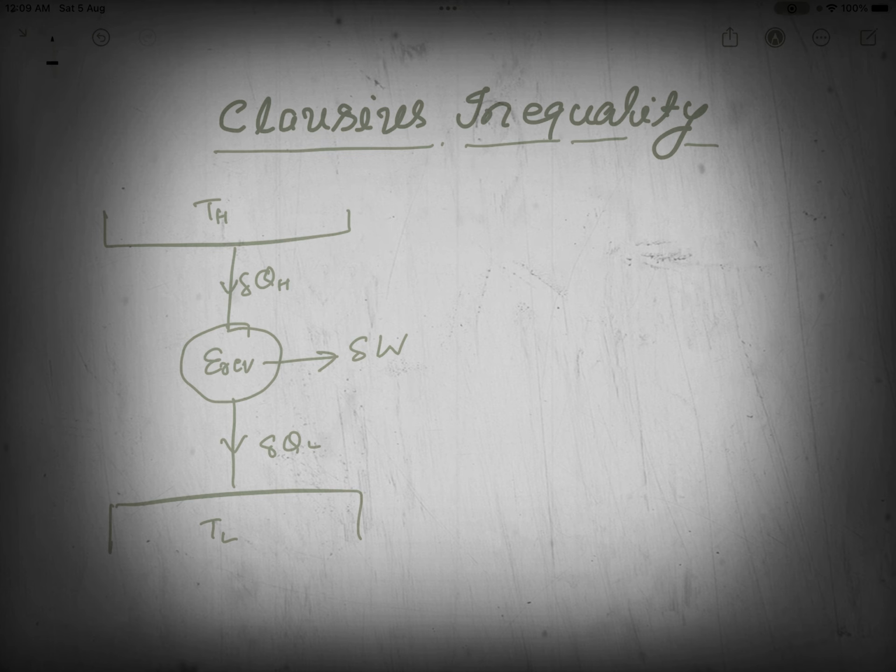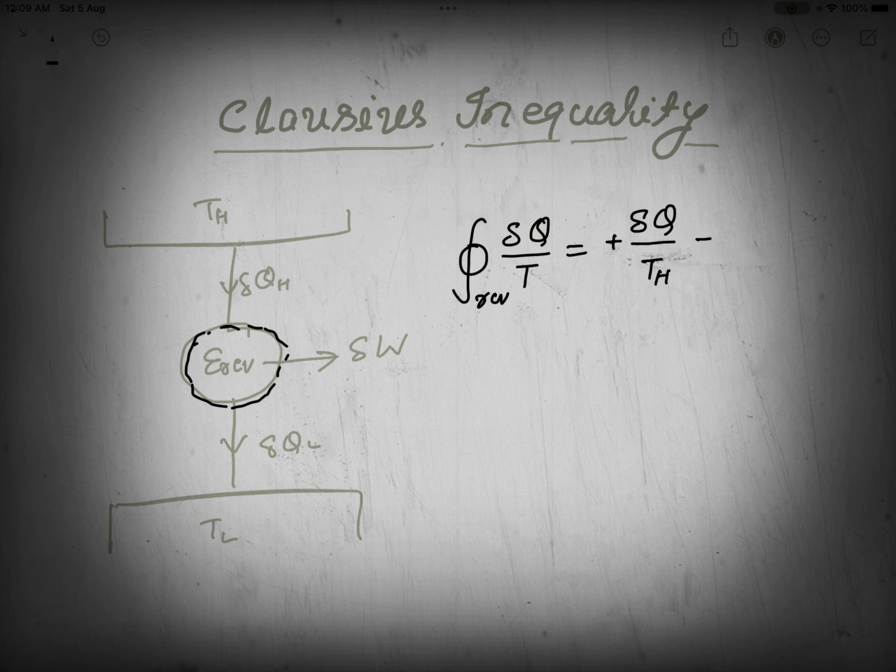Then let us try to write a new term which we want to find out. Let's say I want to find out what is the value of the closed integral of del Q by T throughout the cycle, which is reversible. So what is this value? This value will be, because this system is taking del QH amount of heat divided by the source temperature TH, and it is rejecting del QL amount of heat divided by TL.